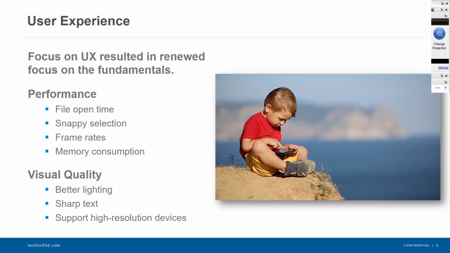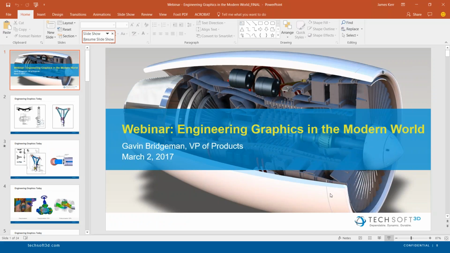So that's why we really feel that engineering graphics is really, really important, and more important today than it's ever been, as people really do focus on this user experience part of their application. So that's what engineering graphics is, and why it's important. Before I go on and talk specifically about our products, I wanted to talk about some of the trends that are happening in the graphics industry. Some of these are specific to engineering software, but some of them are just about graphics in general.